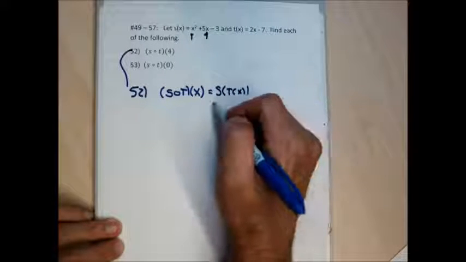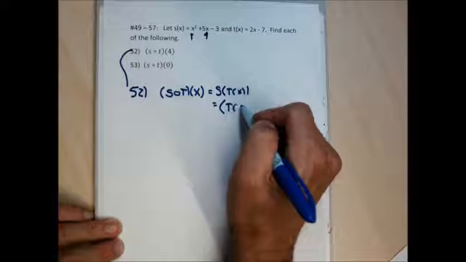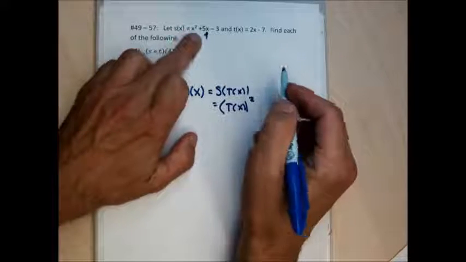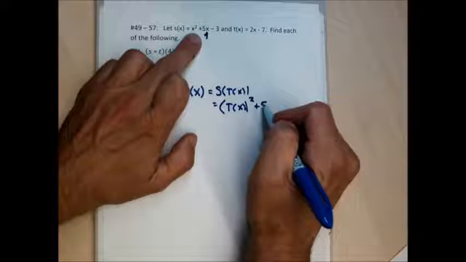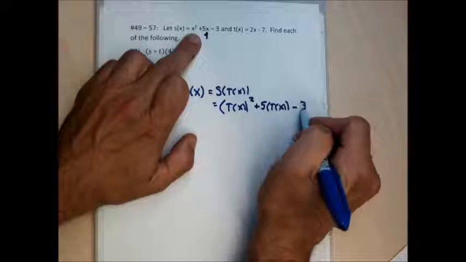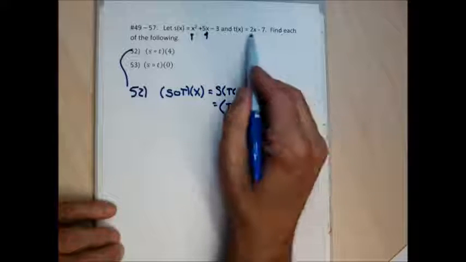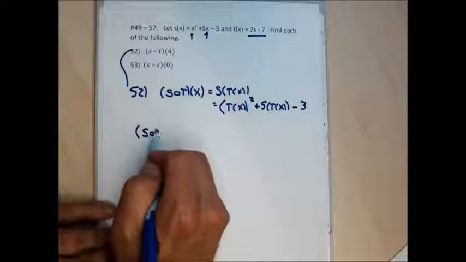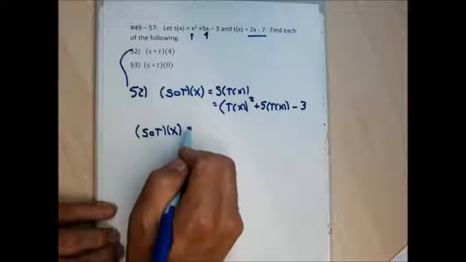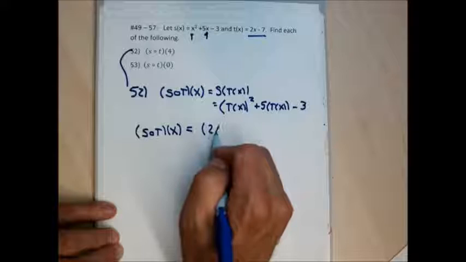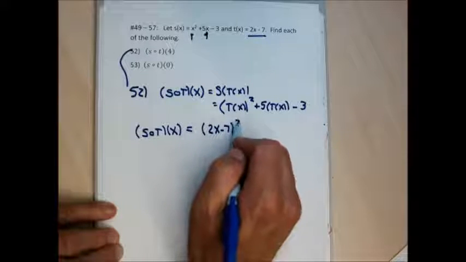So that's going to be t of x squared, changing that x to a t of x, plus 5 times t of x minus 3. And now I'm going to change those t of x's to 2x minus 7. So I'm going to get s composed with t of x equals, that t of x is going to go to 2x minus 7, which is going to be 2x minus 7 squared.